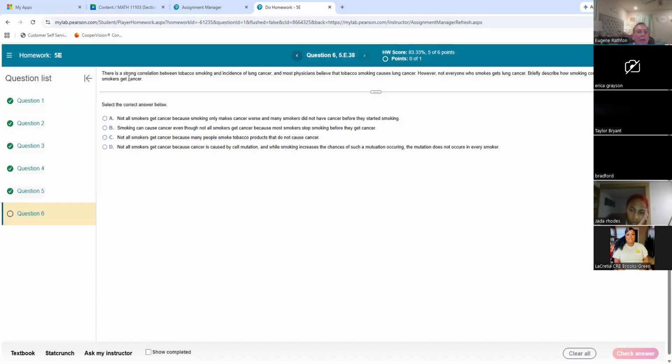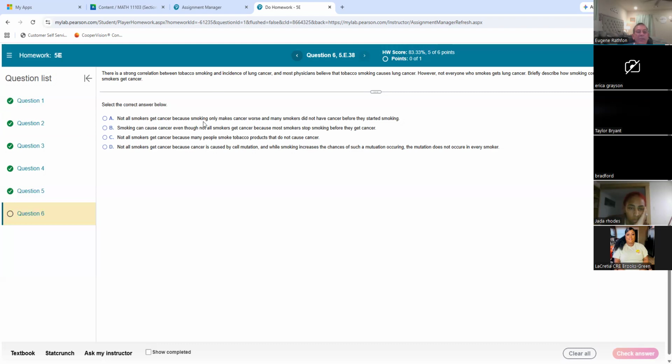All right, so last one. There's a strong correlation between tobacco smoking and the incidence of lung cancer. And most physicians believe that tobacco smoking causes lung cancer. However, not everyone who smokes gets lung cancer. So briefly describe how smoking could cause cancer when not all smokers get cancer. So let's see, A, B, C, or D.